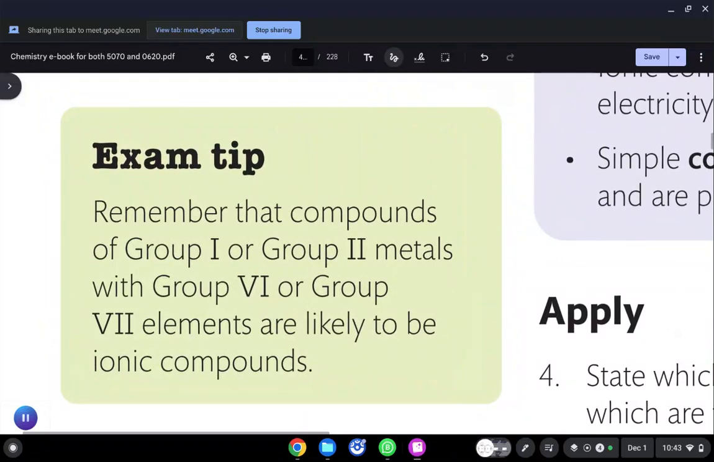Remember that compounds of group 1 or group 2 metals with group 6 or group 7 elements are likely to be ionic compounds. Yes, this is the most important tip, because let me tell you something about the ionic bond, which will increase your understanding regarding ionic compounds. It is actually the electrostatic force of attraction between two opposite charges.